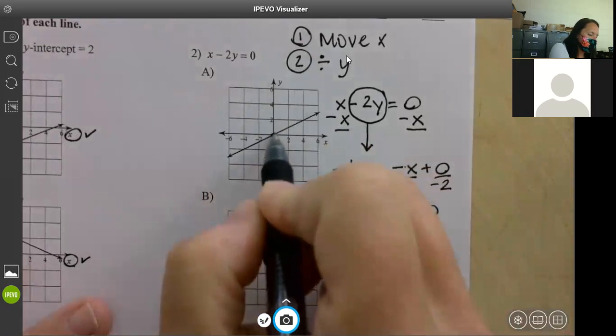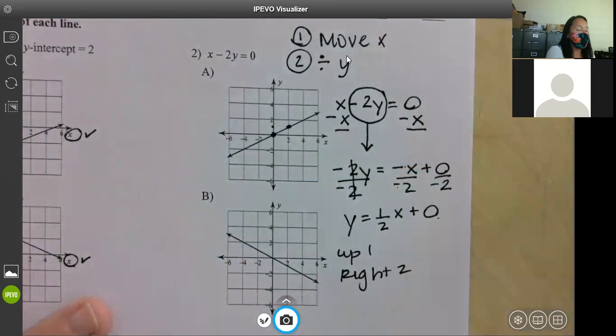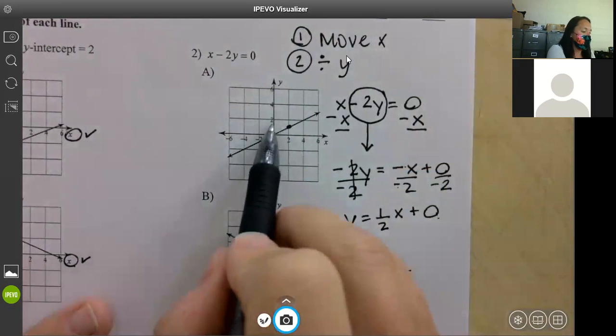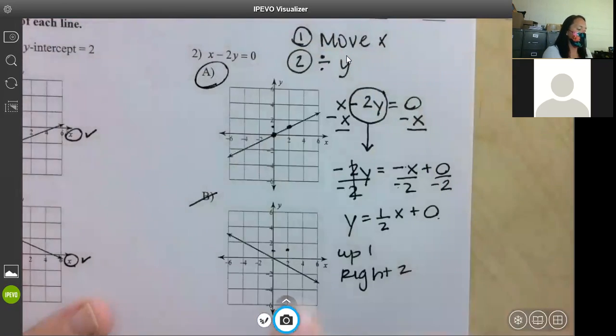So this one starts at 0. If we go up 1, do we go right 2? Up 1, right 2. Did it do it? Yeah, this one, if I went up 1 and to the right, I don't have the graph over there. So it's not B, it has to be A. Watch your scales on this, okay? Watch your scales.